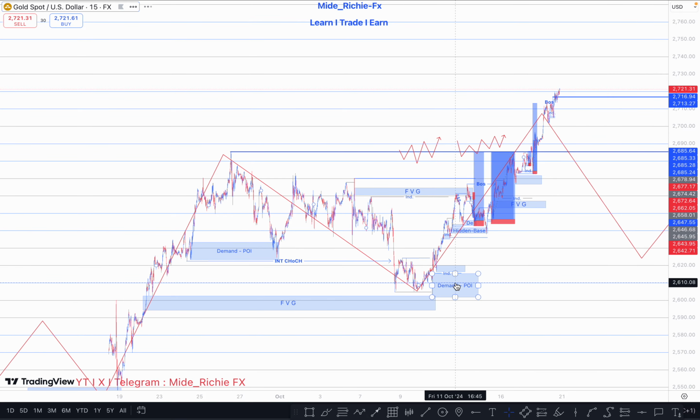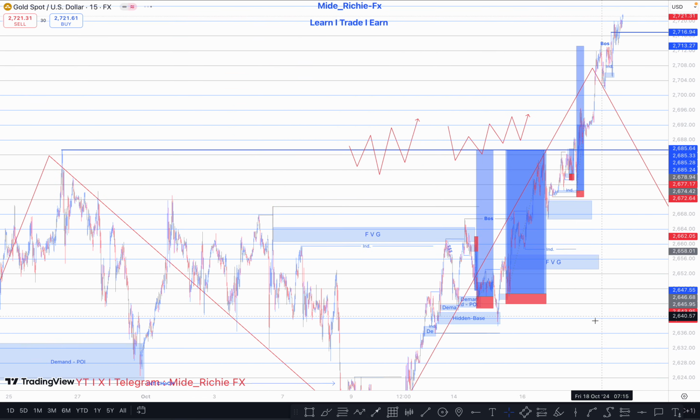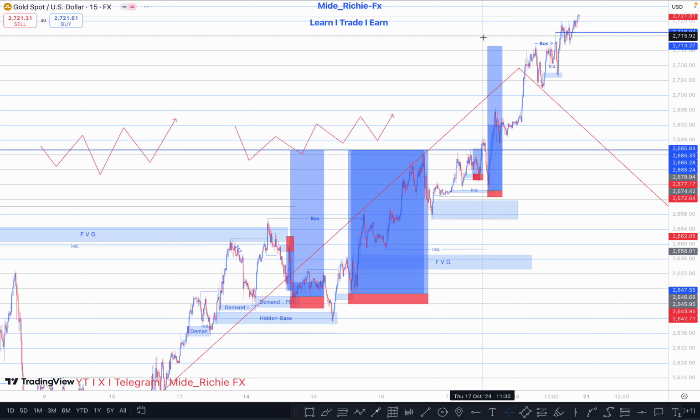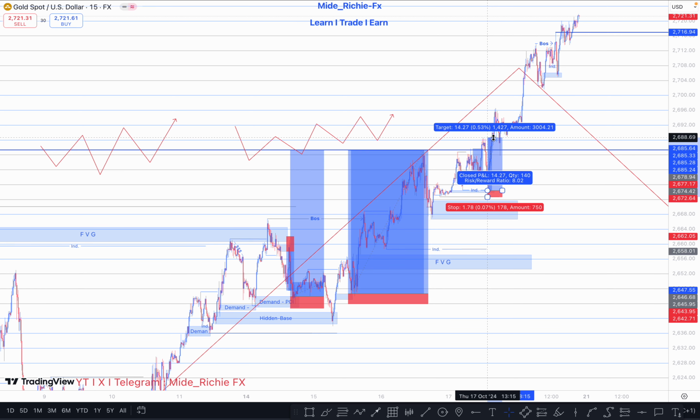Basically, this is my charts on XAUUSD throughout the week. So this is basically all of the trades I took, right? I don't want to exaggerate. So this is where I took profits.